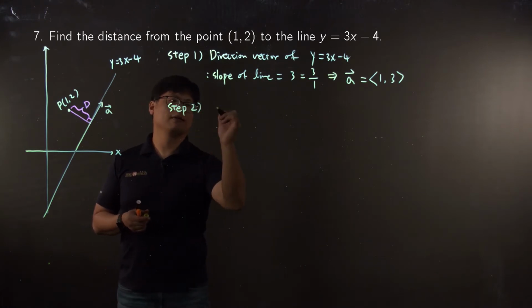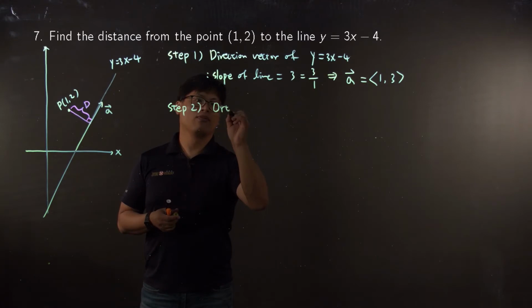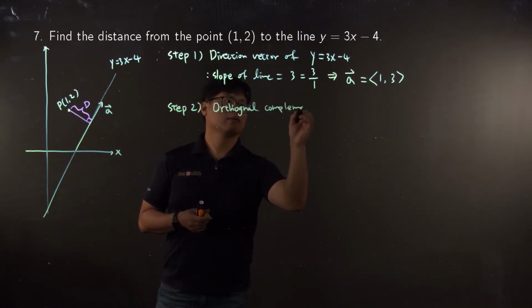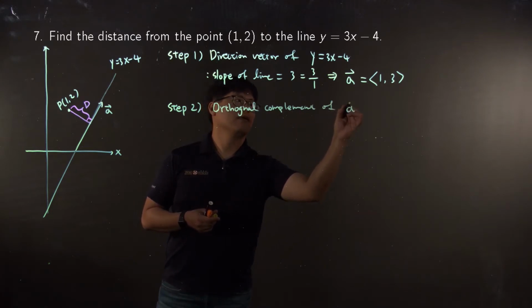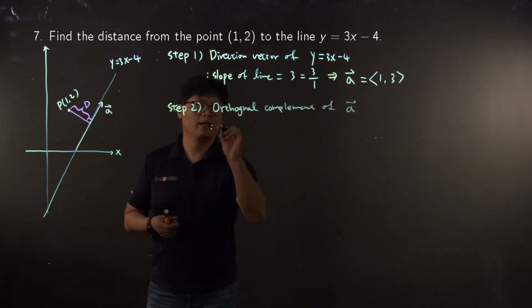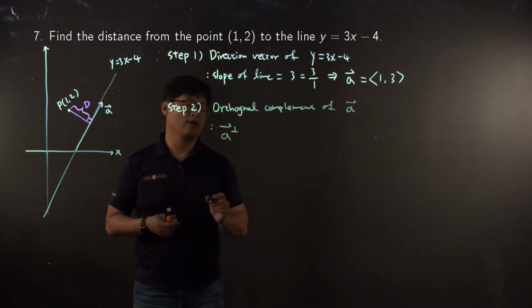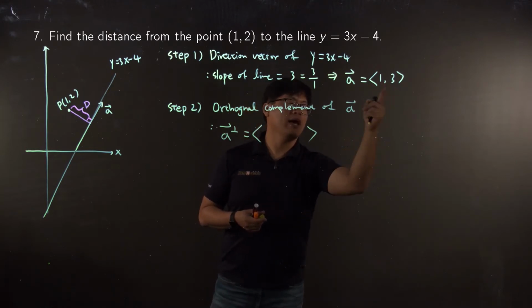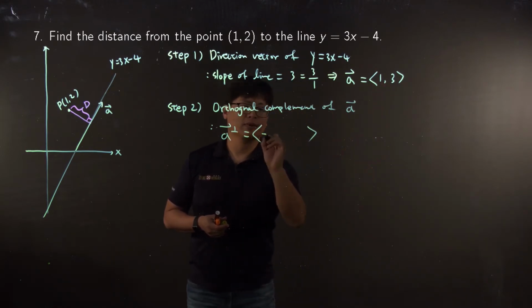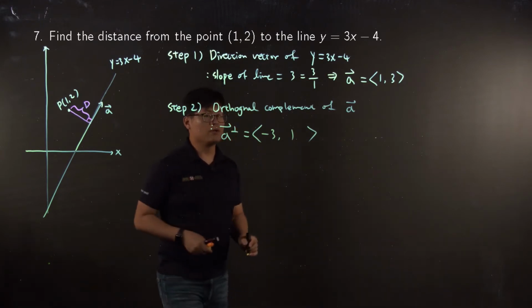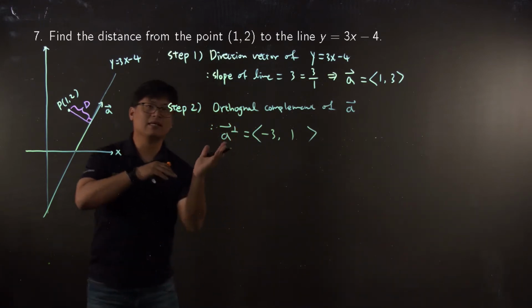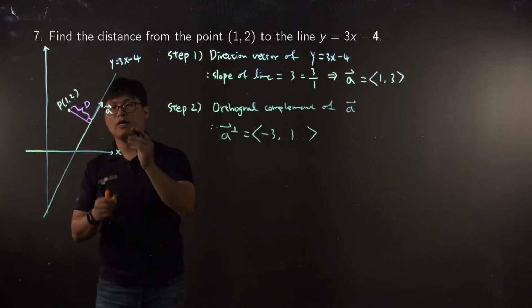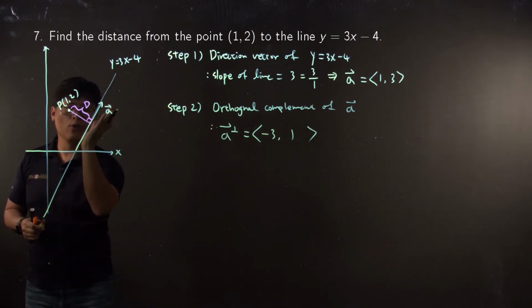we're going to find the orthogonal complement of A, which we notate by A orthogonal. How can we find it? Switch the x and y components and make the x component the opposite. What is the geometric meaning of this? That is exactly just a 90-degree counterclockwise rotation. So your A is here, then your A orthogonal is here.